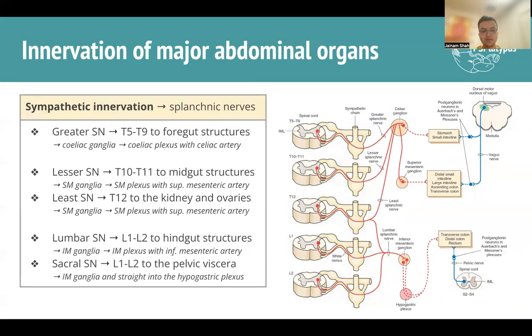And then finally, the sacral sympathetic nerve, that's not so important for gastrointestinal, that's more important for pelvic. That's L1, L2 again, but I thought I'd just bring it up here just in case it gets a bit confusing. That again goes to the IM ganglion, but instead of going with the IM plexus, it will go straight into the hypogastric plexus, which we will cover in a lot more detail when you get to pelvic anatomy.